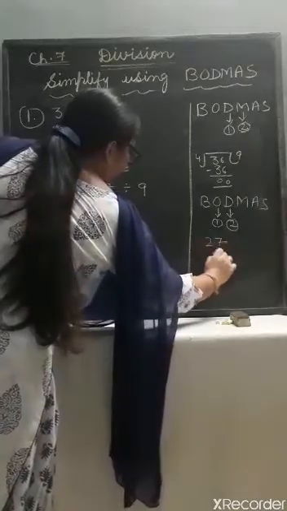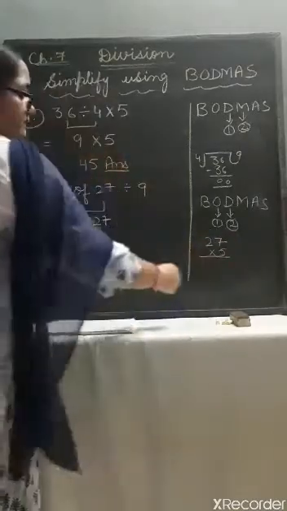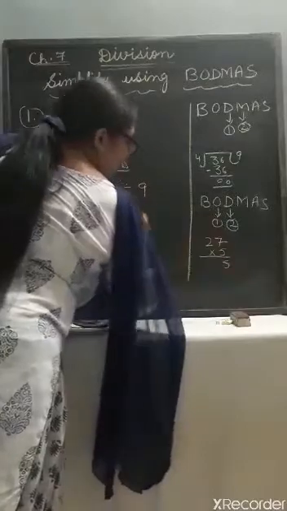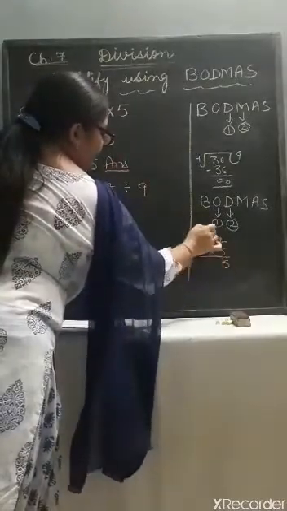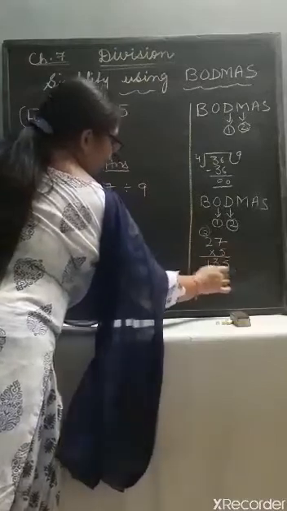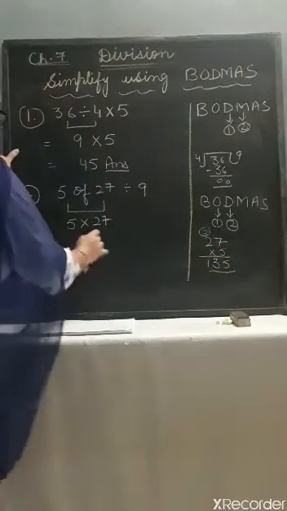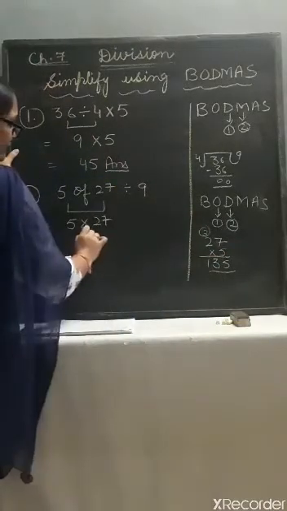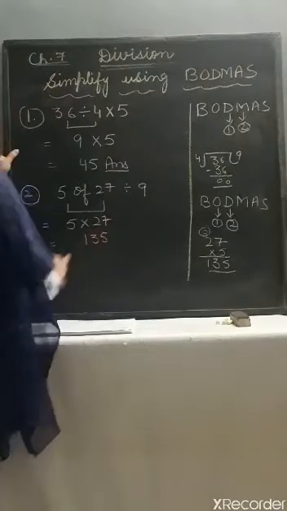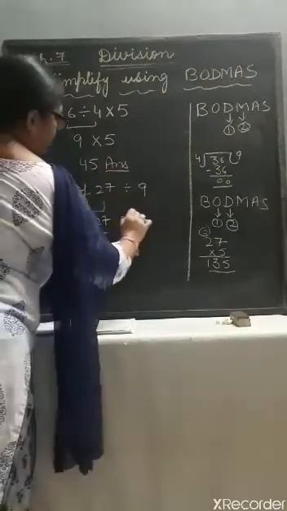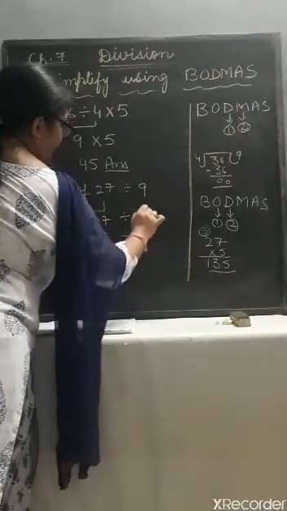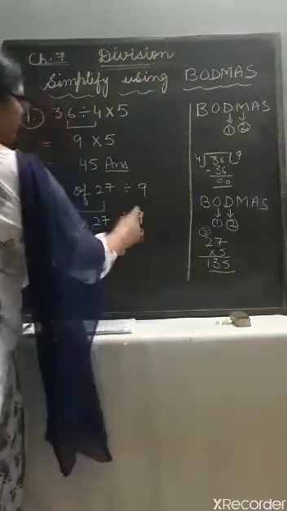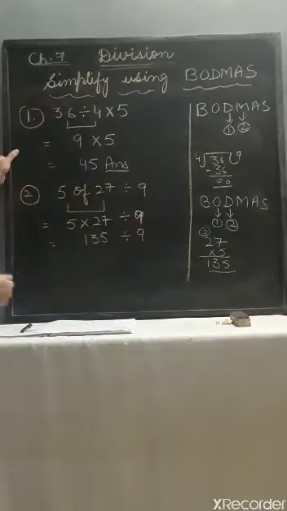27 fives are: 5 sevens are 35. Write down 5 and carry 3. 5 twos are 10 and 3, 13. So 27 fives are 135. Rest of the question we will write as it is. Divided by 9 will be written as it is in every step.